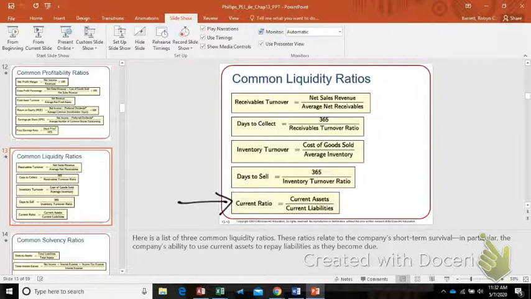Very first ratio you learned in class. Current assets over current liabilities. Can we pay our current debt? Remember, this is a ratio you and I live on every day, right? Can we pay our current bills? Can you pay your rent? Can you pay your cell phone? Can you pay your car payment? Current ratio. All right, that's ratio number 3.